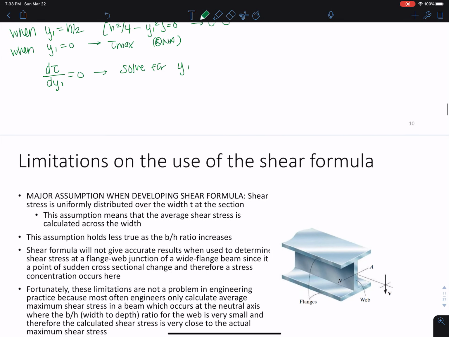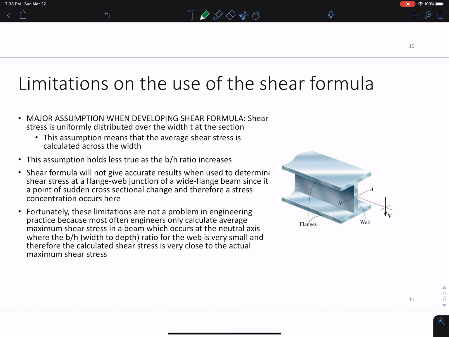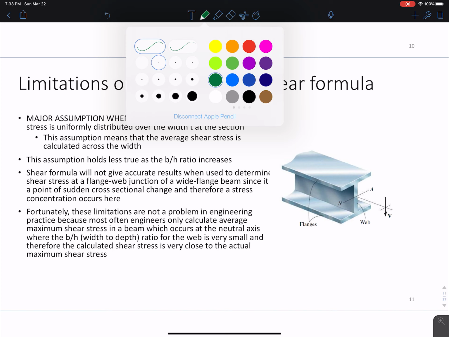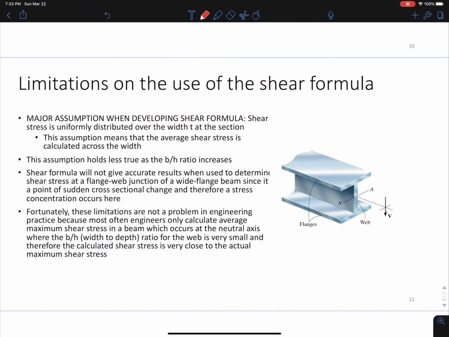But let's look first at some limitations of the shear formula. I know this is a really text-heavy slide, so I won't go over too much of it. I'll let you guys read it for the most part.